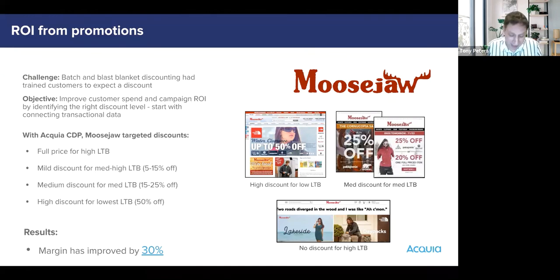So they started off by bringing in that online spend and that behavioral information, just a few data points, to get data around the likelihood to buy. If you had a high likelihood to buy within the CDP and the machine learning, you would target and you wouldn't give a discount. You give a mild discount from medium to high likelihood to buy. And if you had the lowest likelihood to buy, you get a higher discount. They found that by doing this, they were able to improve their margin by 30%. And that is a huge amount for a business.